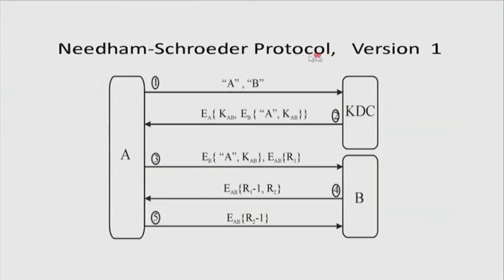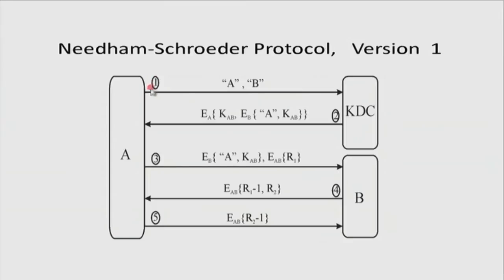So an attempt to do this was by Needham-Schroeder. It's called the Needham-Schroeder protocol. So here's what it looks like. Here is the party A that wants to initiate communication. Here is B, so A wants to talk to B, and here is the KDC.